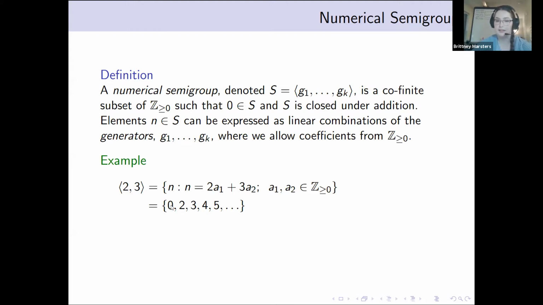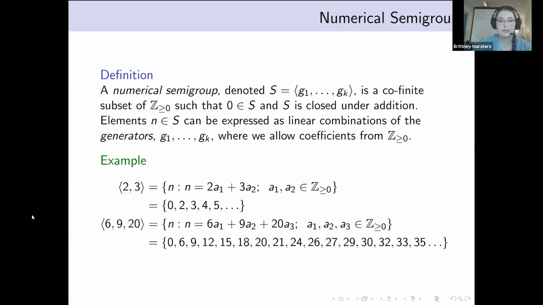So we get 0 by definition. We get 2 and 3 because they're our generators. We can get 4 from 2 copies of 2. We can get 5 by adding 2 and 3, and so on. Well, we can consider more generators, right? So we can consider the numerical semigroup generated by 6, 9, and 20, and so on. You can take an arbitrarily large number of generators. So we get 0 by definition, 6, 9, 12 from 2 copies of 6, and so on.